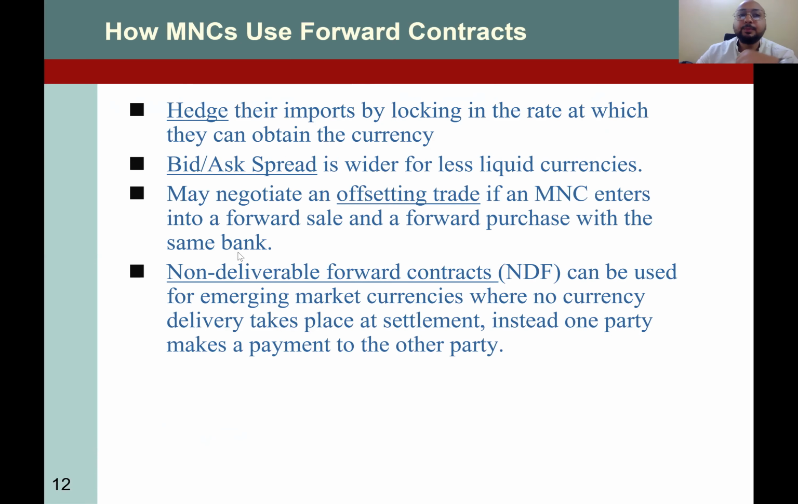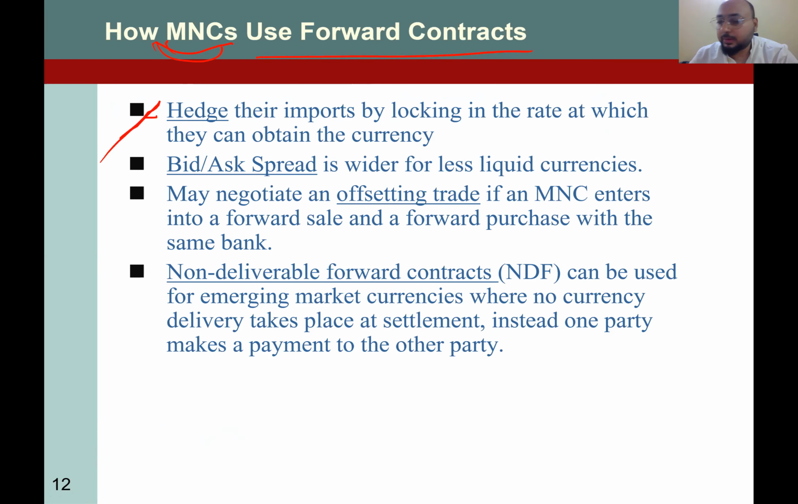Let's talk about this. So how the companies use forward contracts. So one more time I'm going to be explaining that one. You can also use here individuals, right? So even though the book mentioned MNCs, you can also replace it with how individuals use forward contracts, how MNCs use it, how banks use it. So you can use that whatever you like, whatever your perspective. So number one, they want to hedge their imports by locking in the rate at which they can obtain currency. So do we have examples here? Yeah, we have examples here.